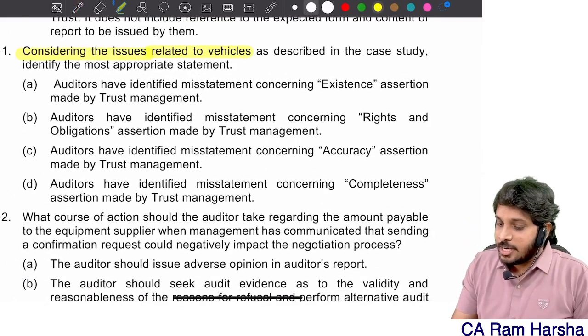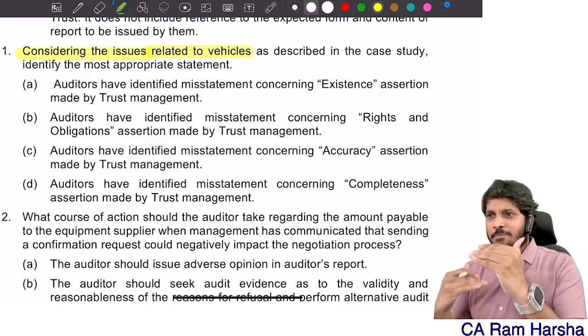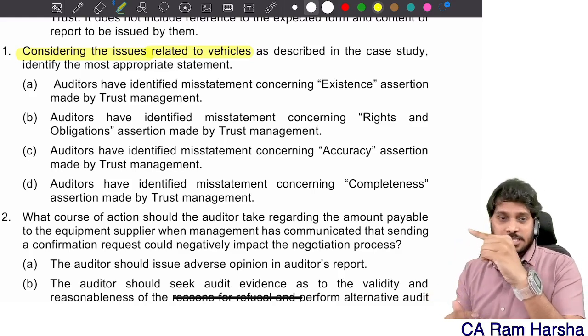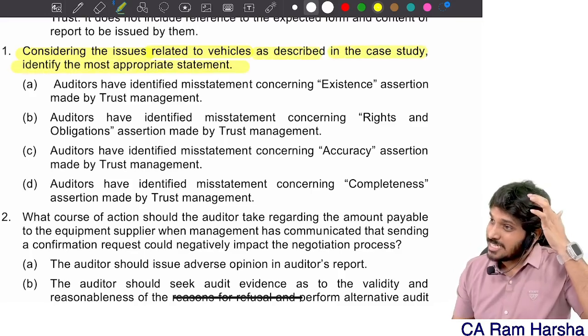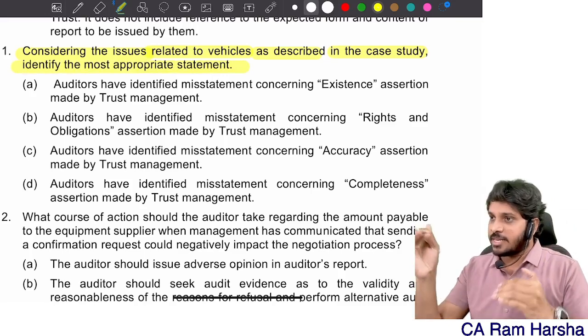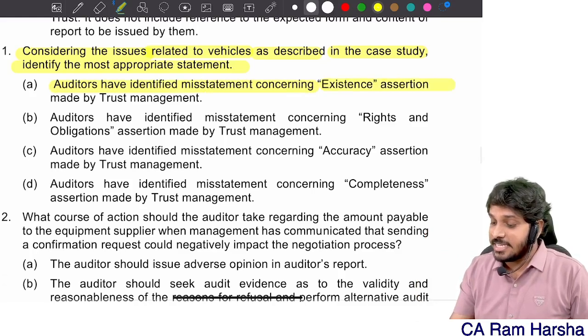Considering the issues related to vehicles, what is happening in the vehicles, by the way? They purchased vehicles, the company trust paid, but they were in the name of the trustee. As described in the case study, identify the most appropriate statement. Oh, they gave some statements. Which is appropriate, they're asking. Fine, let us read. Auditor has identified misstatement concerning existence assertion.